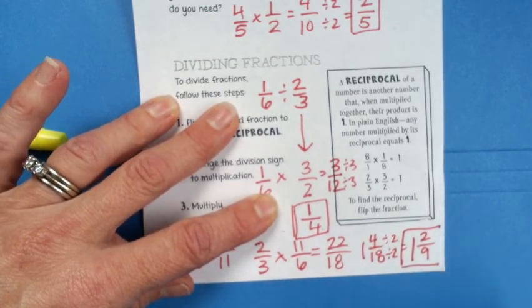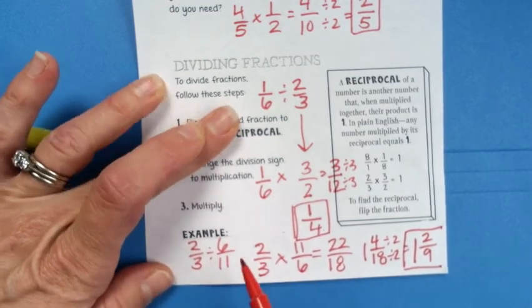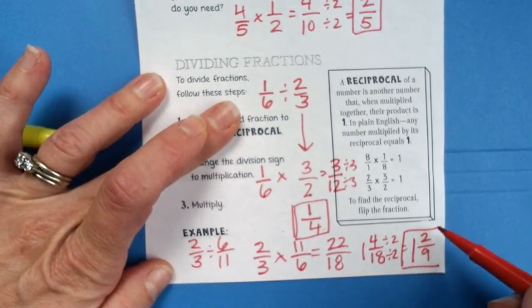A lot of steps in that problem there. But 2/3 divided by 6/11 equals 1 2/9.